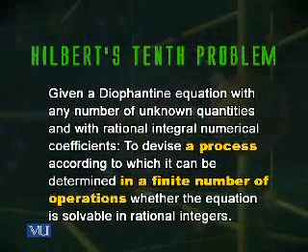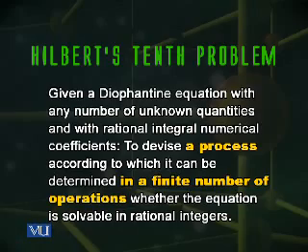The exact words in which Hilbert's 10th problem was phrased is the following. Given a Diophantine equation with any number of unknown quantities and with rational integral numerical coefficients, devise a process according to which it can be determined in a finite number of operations whether the equation is solvable in rational integers. Well, the statement of Hilbert's 10th problem is overwhelming to you. You do not understand what a Diophantine equation is, what are rational integer coefficients, and so on and so forth.